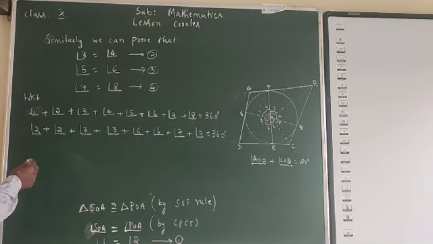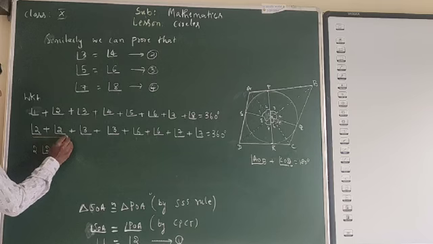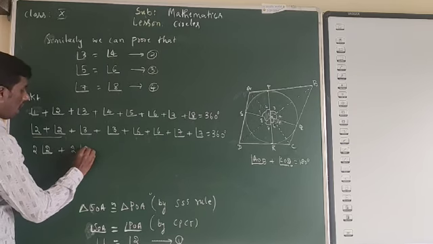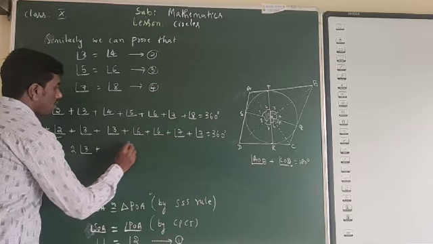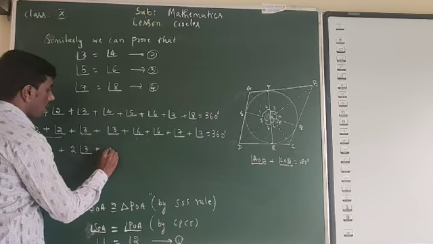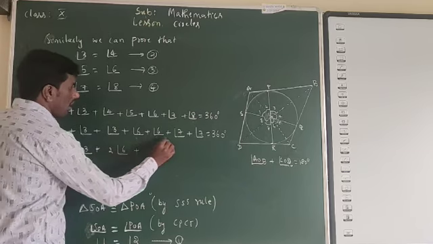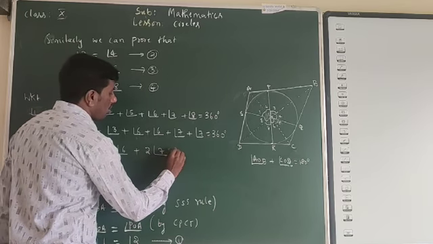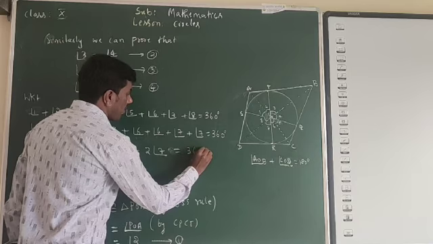Now you can observe that angle 2 plus angle 2 will become 2 times angle 2. Angle 3 plus angle 3 is 2 times angle 3. Angle 6 plus angle 6 is 2 times angle 6. And 2 times angle 7 is equal to 360.